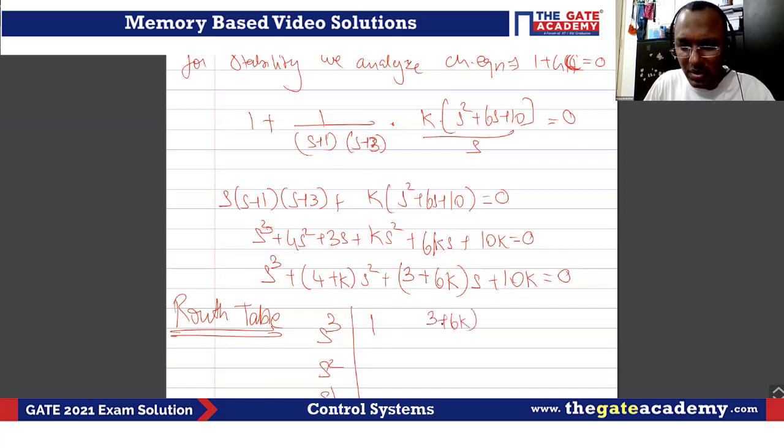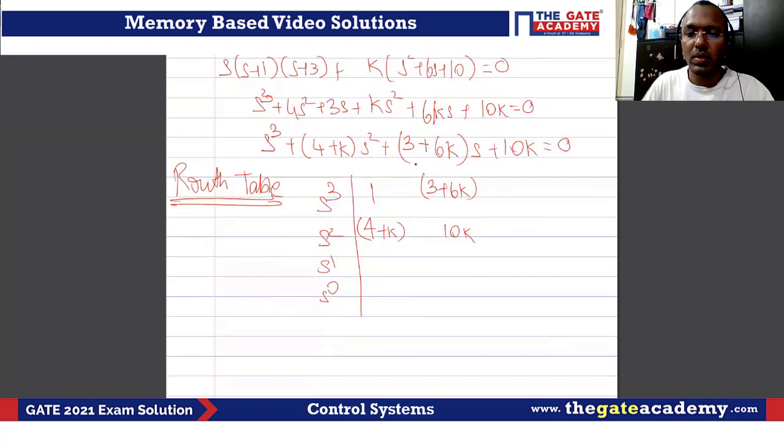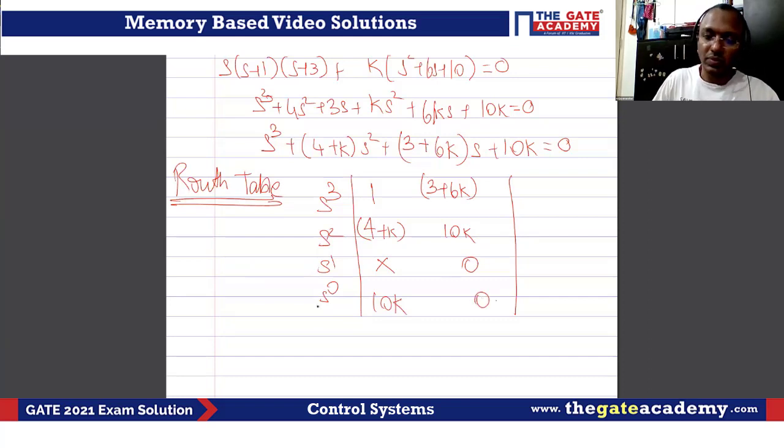3 plus 6k, 4 plus k, 10k, correct? So here I'm going to get one expression. Let me consider that as x. We'll come to that, don't worry. Here it will be 0. What will be this? This will be 10k into x minus 0 divided by x, which is 10k, 0.